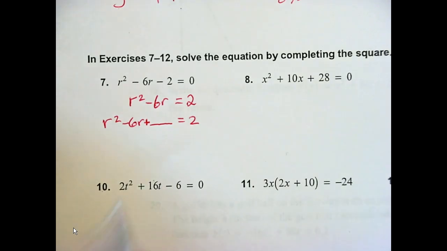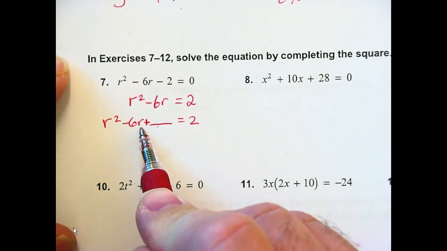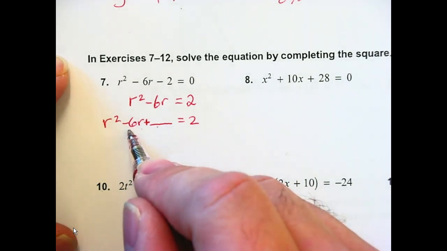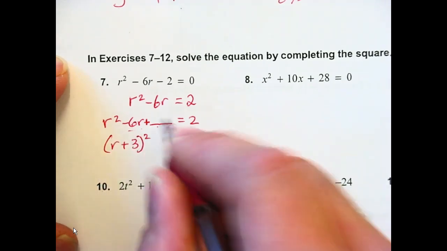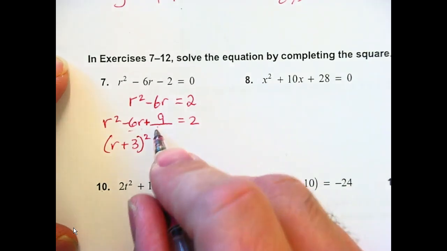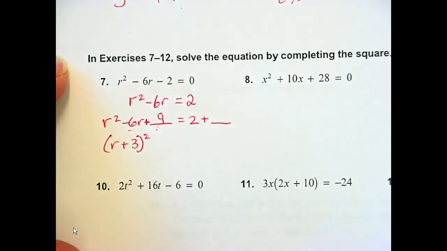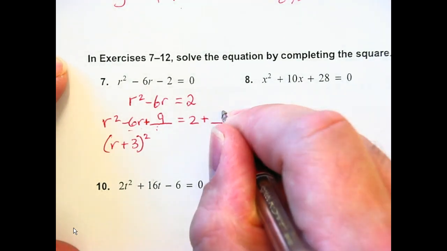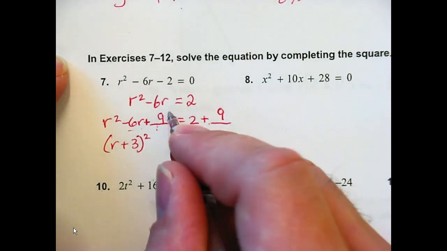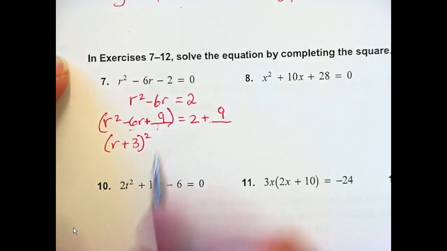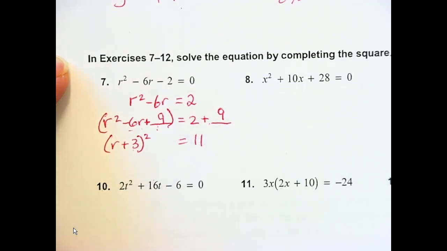This empty seat right here has to be positive because it's a perfect square. When I cut this in half, I get 3. And I square it, I get 9. And whatever I add to this side, I must also add to the other side, which makes this 9. I have completed a square here. I have made a perfect square trinomial, which I now write as a binomial squared, which makes that 11. Yes?